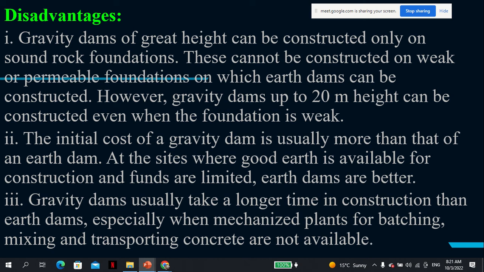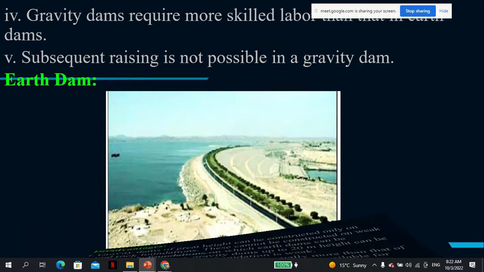Now, the initial cost of a gravity dam is high, more than that of an earth dam. At sites where good earth is available for construction and funds are limited, earth dams are better because of the cost. So again, you have to balance between the cost and the usage. Gravity dams usually take longer in construction than earth dams, especially when mechanized plants for batching, mixing, and transport are not available. Once you cast, you treat, you cure, and all this will take relatively longer.